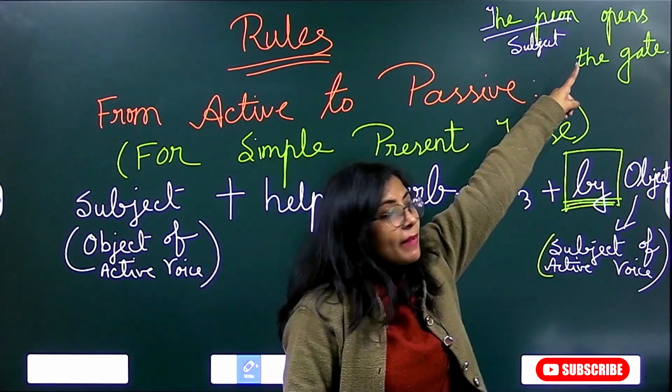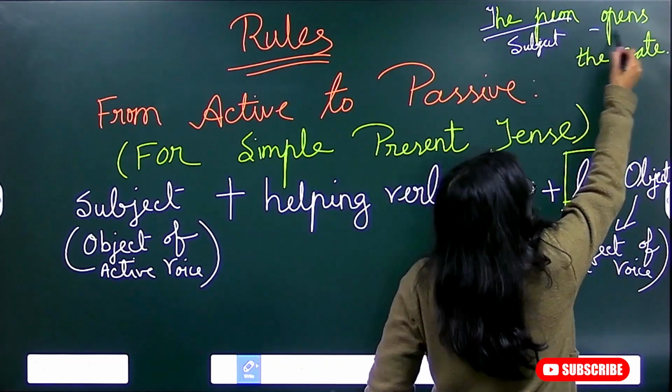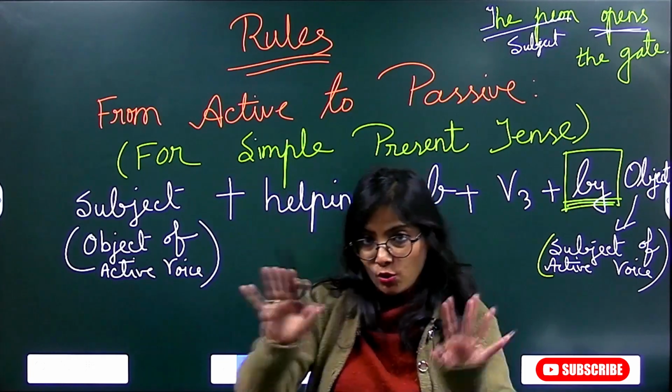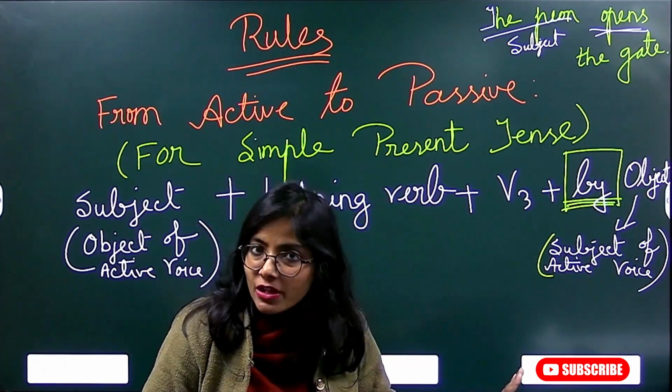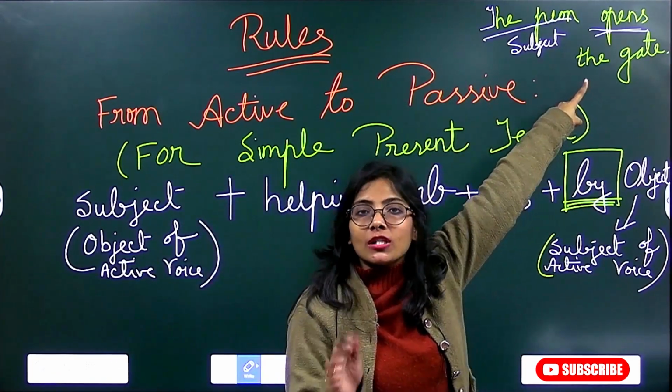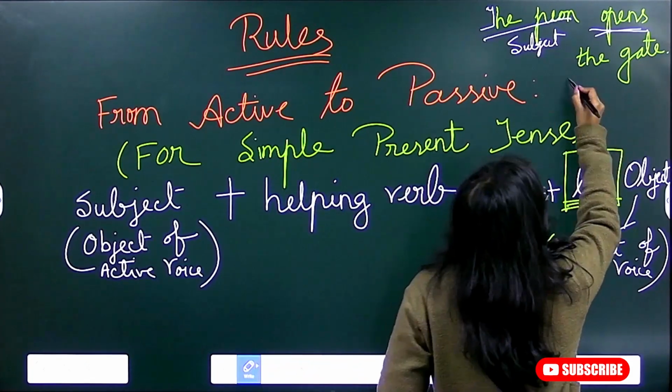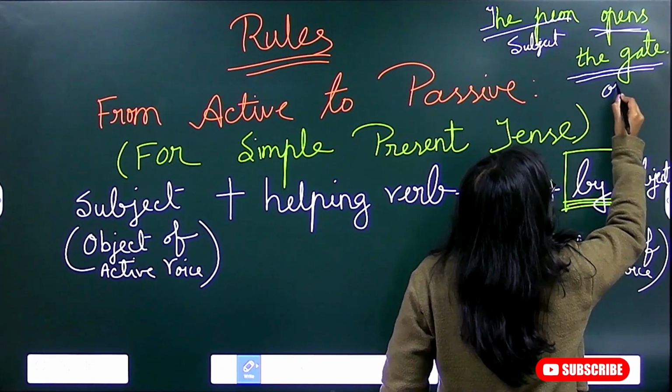Now this is the main verb, as we can all see: opens. In active voice, in case of simple present tense, we don't use any helping verb. So there is no question of a helping verb. Directly we have the main verb, that is opens. And the gate, what is it? The gate is the object of the sentence, right?